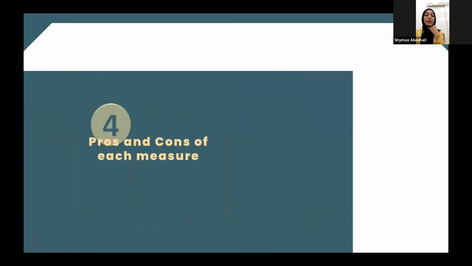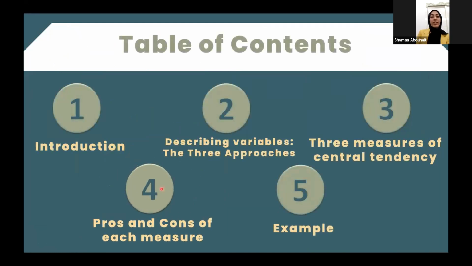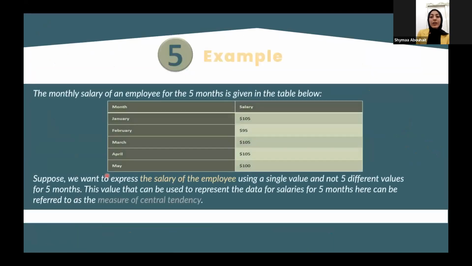Okay, now let's move on to our example, and let's try to solve this together. I really want you guys to write some answers or guesses in the comment box. Here, as you can see, there is this table showing the monthly salaries of employees for the 5 months, January, February, March, April, May. And we have the values of 105, 95, if I see correctly, 105, another 105, and $100 per month.